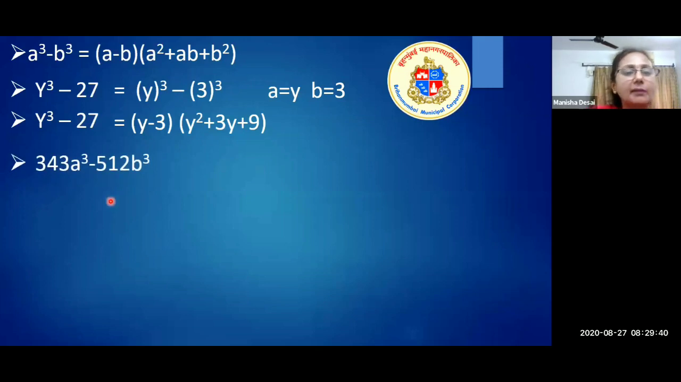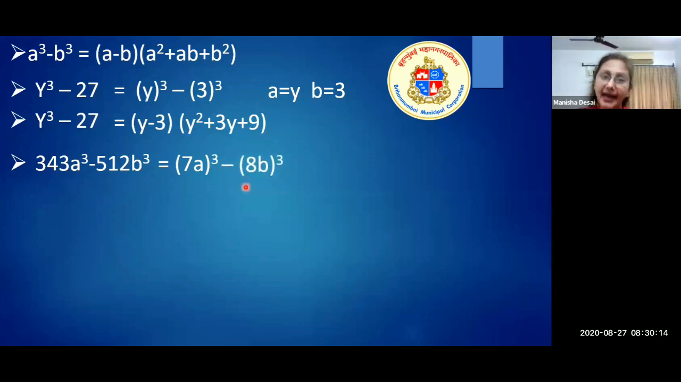Okay, let's see some more examples. Our next example is 343a cube minus 512b cube. Now you have to think of the cube root of 343. Which number will you multiply 3 times so that you get the answer 343? Can anyone tell me what is the cube root of 343? 7. Wow, very good. So this can be written as 7a the whole cube. Now our next number is 512. So what is the cube root of 512?